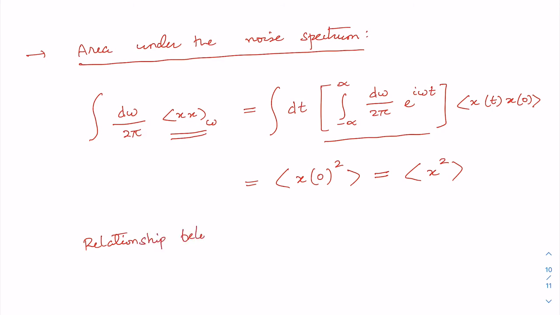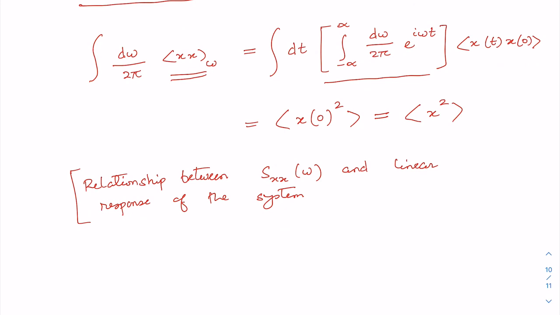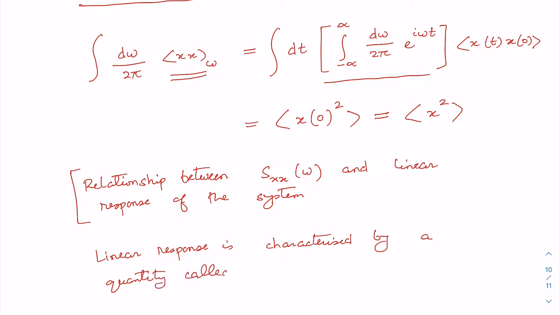and the linear response of the mechanical system. Now this linear response of the system is characterized by a quantity called the susceptibility of the mechanical oscillator. So the linear response is characterized, I will explain it, by a quantity called mechanical susceptibility, and it is denoted by chi of omega at a particular frequency.